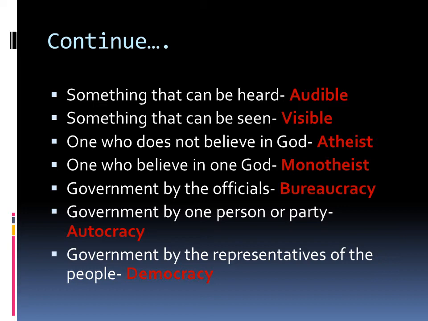Government by the official, bureaucracy. Government by one person or party, it is autocracy. Bureaucracy is more important in offices than the elected government. Government by the representatives of the people. Democracy. In India, we have democracy.